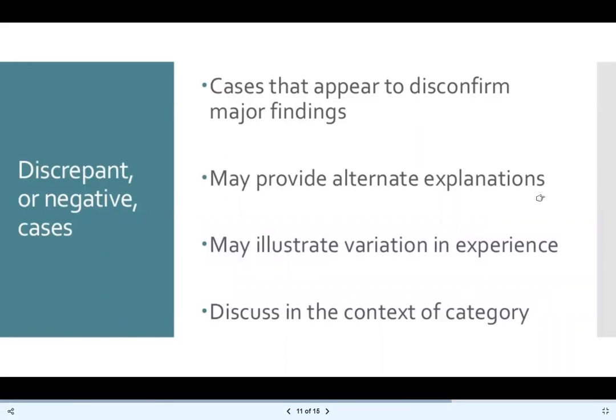So as I mentioned, the discrepant cases are those that don't match the patterns that you're seeing in your data. Again, we don't want to omit these because they provide alternate explanations and illustrate variations in experience. So really just highlighting that everyone experiences things differently. Any of the discrepant cases, you would want to discuss them within the context of whatever the pattern or theme is. So you don't want to have an overarching paragraph for discrepancies. You want to make sure to insert those where the discrepancies happen. So if you are reporting by theme, talk about that under the theme as opposed to just a general area in your paper.